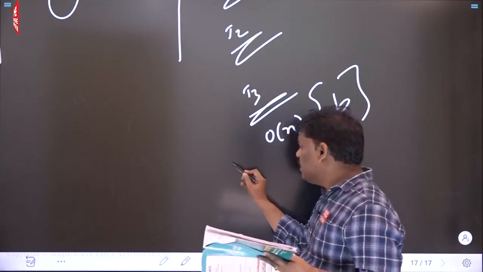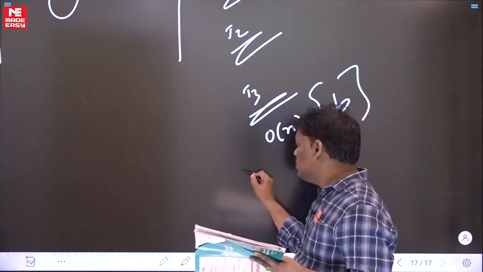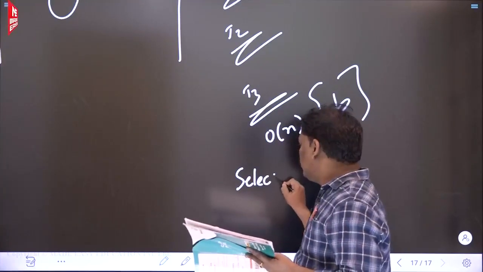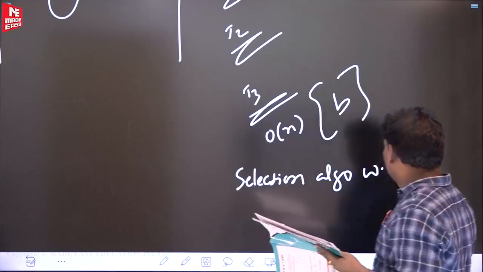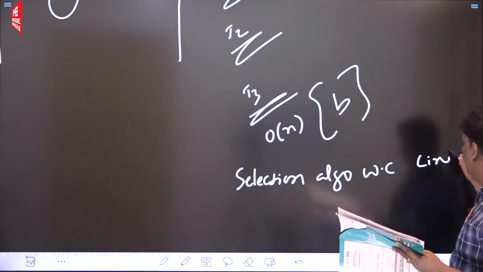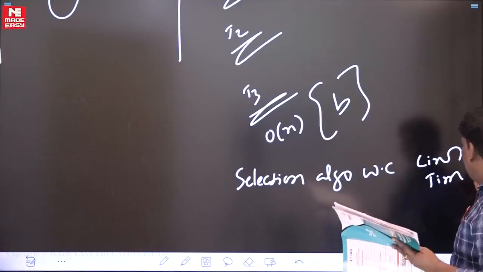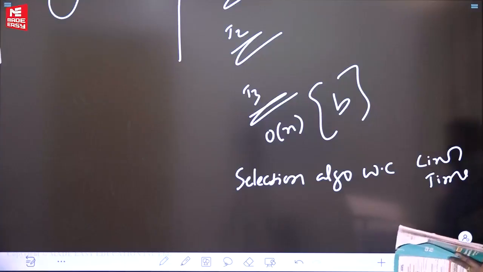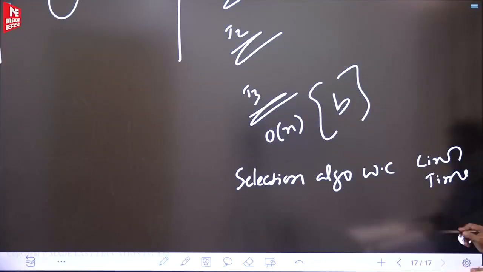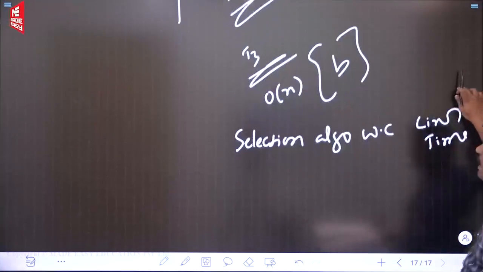In the core material there is a title also. See this one: selection algorithm, worst case linear time. There is a title, selection algorithm, worst case time, linear time. One big title is there.